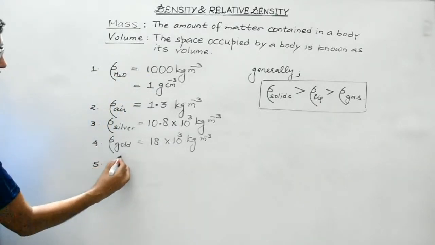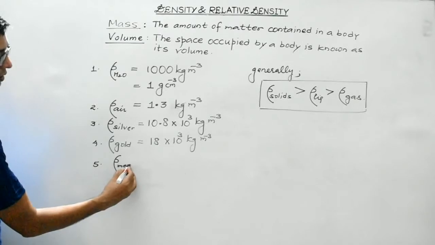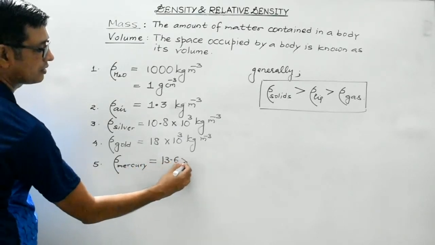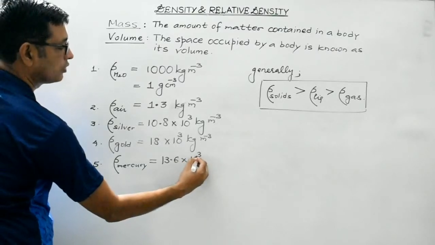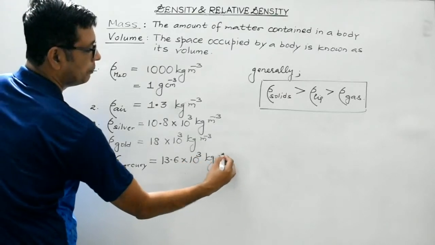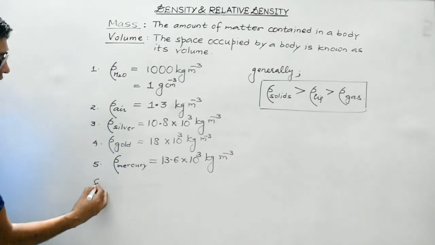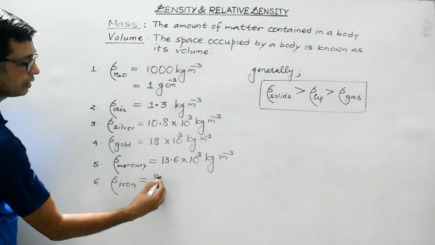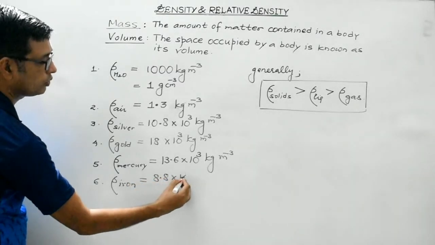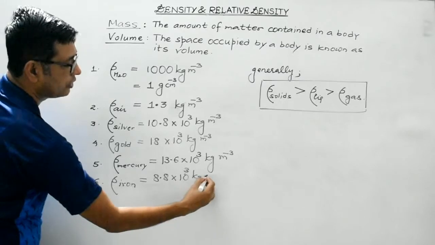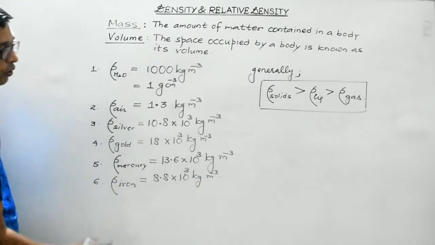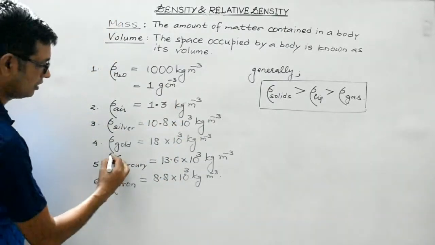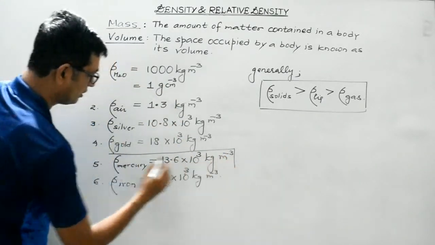Now, density of mercury. Students, it is 13.6 into 10 raised to power 3 kg per meter cube. Density of iron, it is about 8.8 into 10 raised to power 3 kg per meter cube. What I mean to say is that, just observe these values. Mercury, it is a liquid.